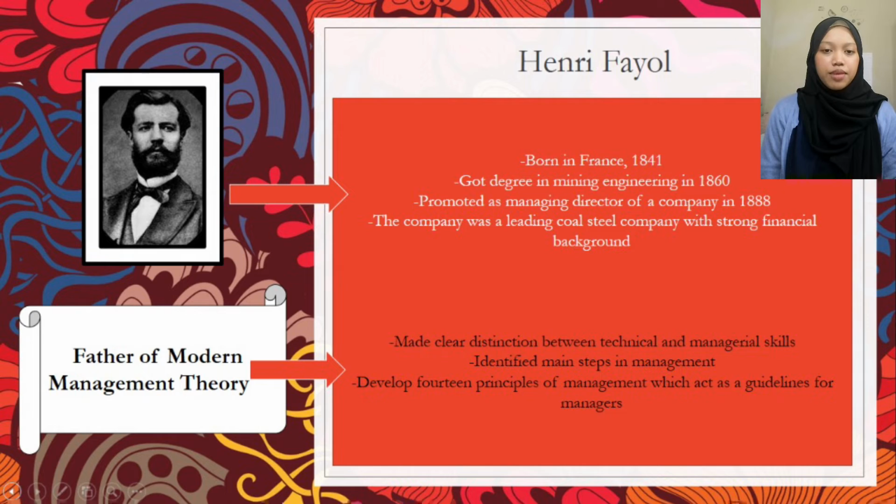First, he made a clear distinction between technical and managerial skill. Second, he identified the main steps in management, which he considered the main functions of management: planning, organizing, staffing, directing, and controlling. Third, he developed 14 principles of management, which act as a guideline for managers to perform managerial activity.